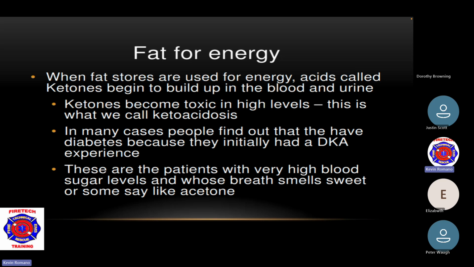In many cases, people find out that they have diabetes because they initially had a DKA experience, with high blood sugars. DKA can start at as low as 250. Some patients can get it at 500. Again, it's all dependent on the patient, but they start getting that fruity smell, that ketone smell of the breath. You start seeing some changes with the respiratory drive, like that Kussmaul respiration, and elevated glucose readings. These are all patients with very high blood sugar levels and whose breath smells sweet, or some smell like acetone. That's that ketone release.